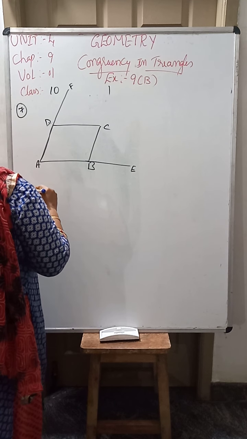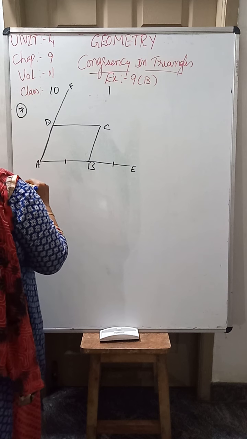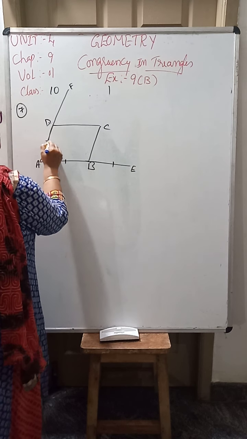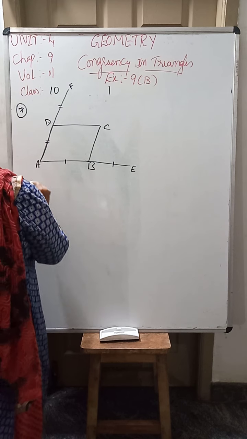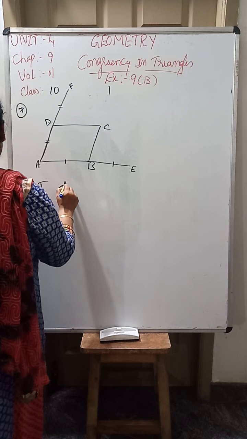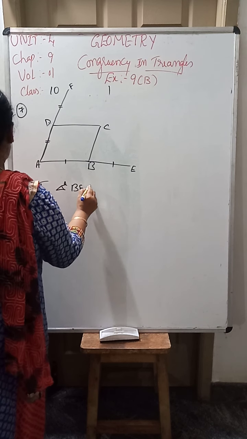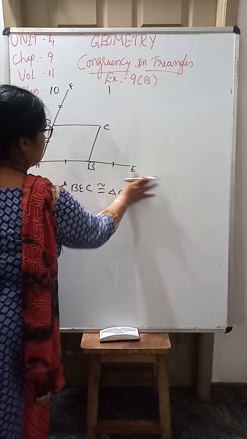Respectively, such that AB is equal to BE, and AD is equal to DF. Prove that triangle BEC is congruent to triangle DCF.